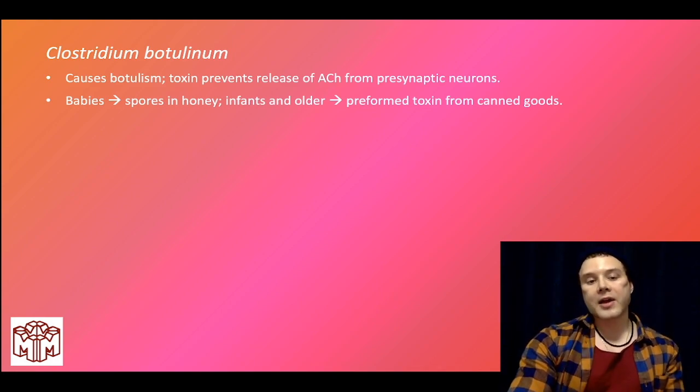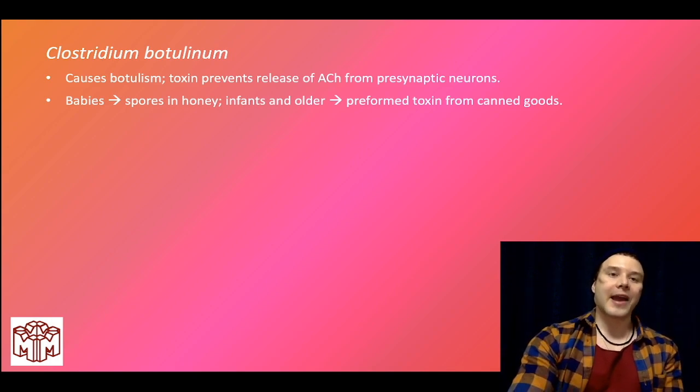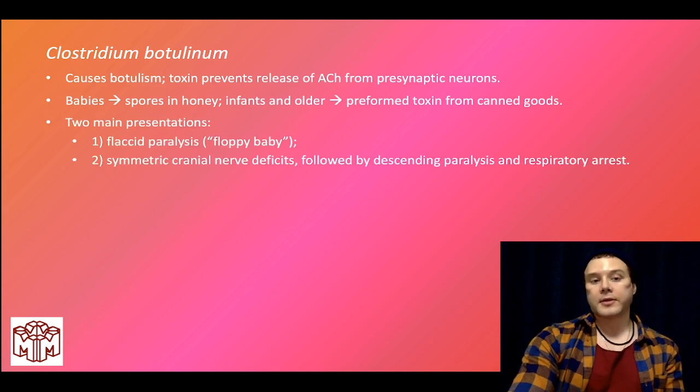Classic mechanism, high yield, is spores in honey in babies and infants, as in under 1 year of age. In older patients, it's going to be preformed toxin in compromised canned goods, classically camping trips. Okay, they might say a 13-year-old went on a camping trip, had canned goods.